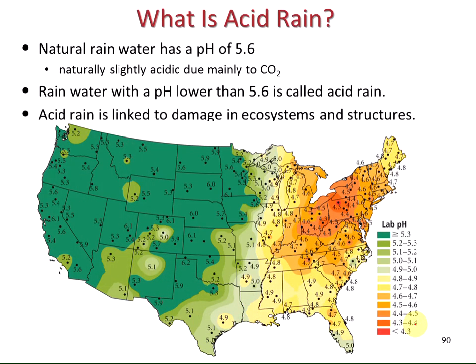Here we get a chance to talk about some of the applications of acid and base chemistry. So first of all, what is acid rain? Natural rainwater has a pH of 5.6. It's naturally acidic mainly due to the carbon dioxide, because carbon dioxide when dissolved in water forms carbonic acid. But rainwater with a pH lower than 5.6 is called acid rain. And acid rain is linked to damage in ecosystems and structures.